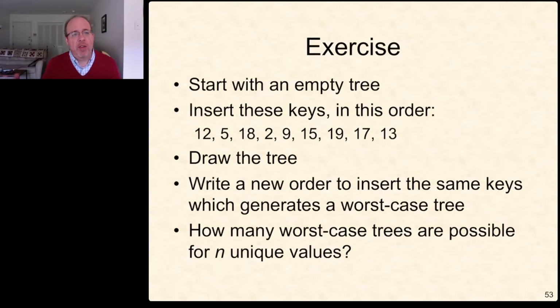So here's the thing to try on your own. Start with an empty tree, insert these keys in this order, and draw that tree out. What do you get? Write a new order to insert exactly the same keys that generates the worst case tree. And remember, a worst case tree is a stick with no branches. And a really interesting question is, how many worst case trees are possible for n different unique values?